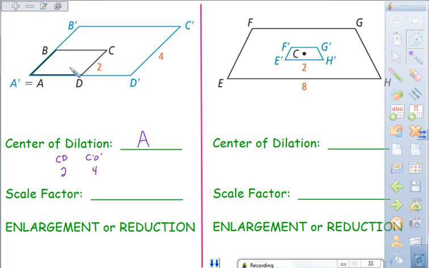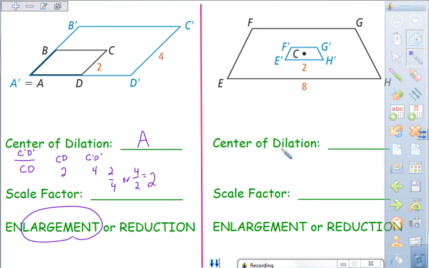So we start with the black image and we go to the blue image. So it looks like we're getting bigger. So is that going to be 2/4 or 4/2? We said this is going to be an enlargement, so it better be 4/2, and to reduce we get 2. So you always want to do your prime first, your image, divided by the length on your pre-image.